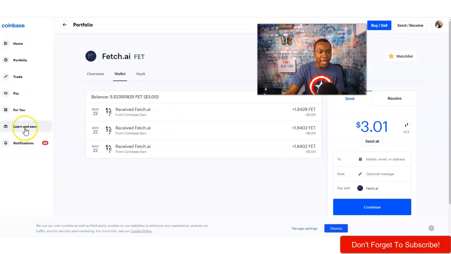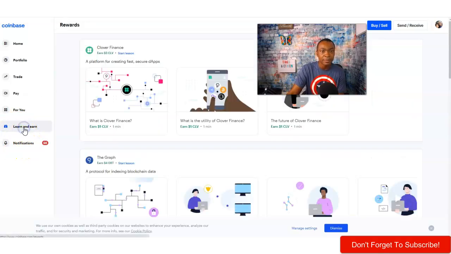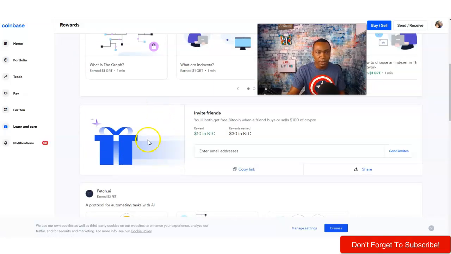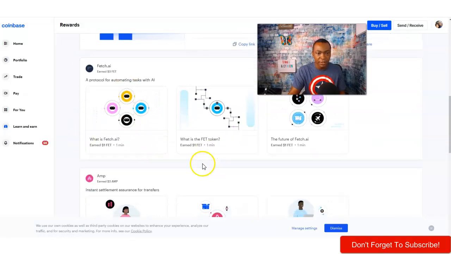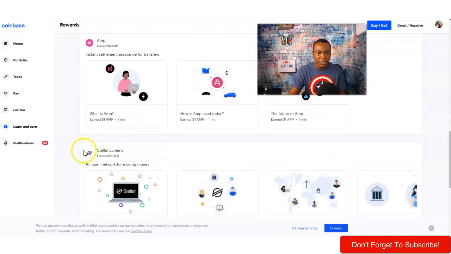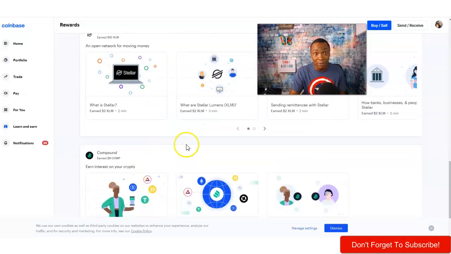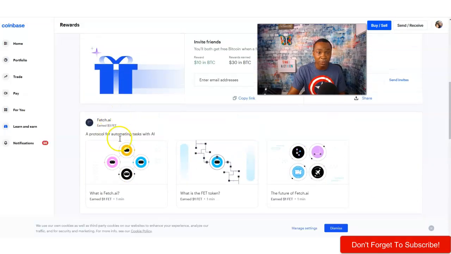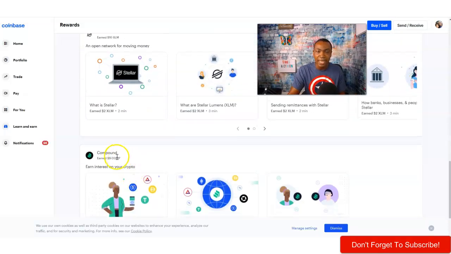So if I want to go back to learn and earn, I come here and I can take more lessons, the Clover, The Graph again, and so on. So here's the one I just took, which was the Fetch here. So I took the AMP, I took the Stellar Lumens, I took a lot of these rewards. And this one was worth $10. This one's worth $3. This one's worth $3. One was worth $9. So if you think about it, if I took all these rewards in one day, I may end up getting close to about, I don't know, $30, $40, $50.